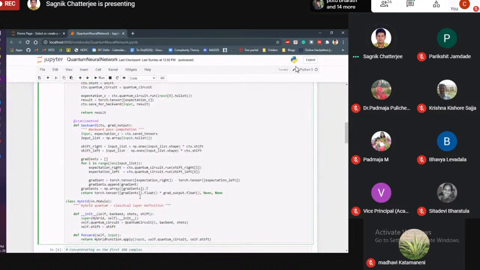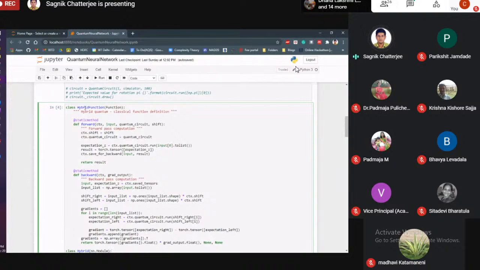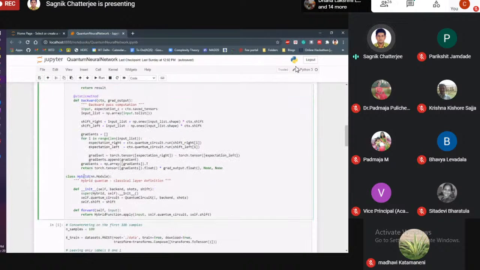Now the second last class that we declare is the hybrid class. The hybrid class takes the hybrid function and makes a convolutional layer out of it. You see that this class returns the hybrid function run on itself on the parameters that are supplied.